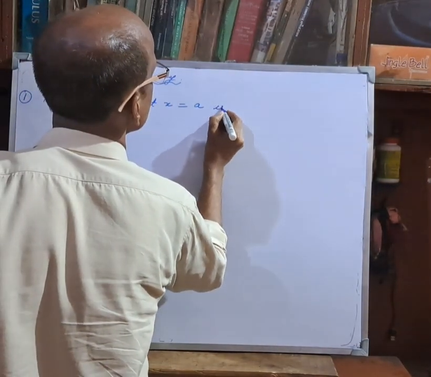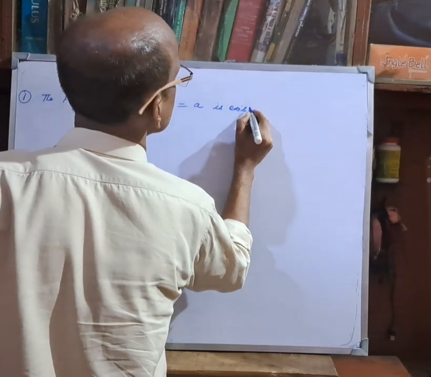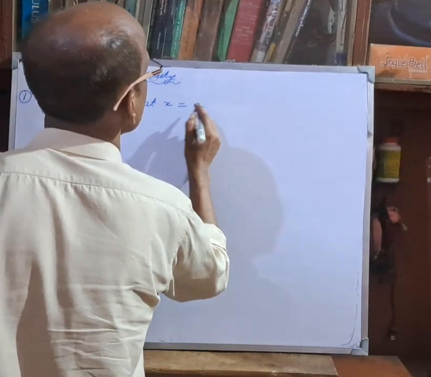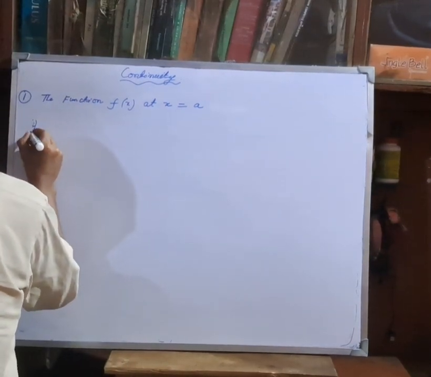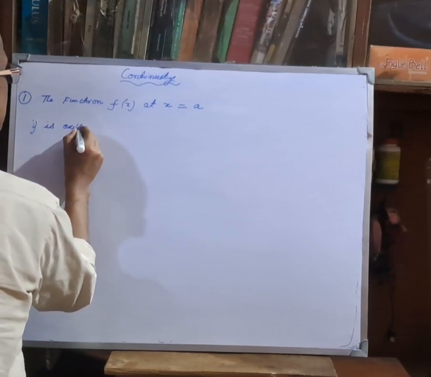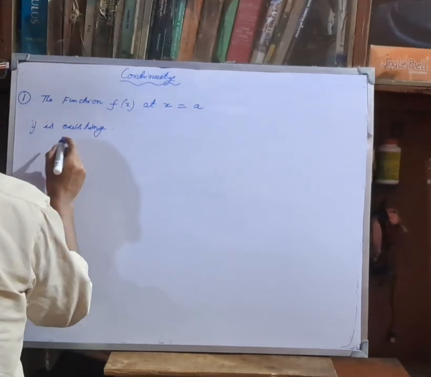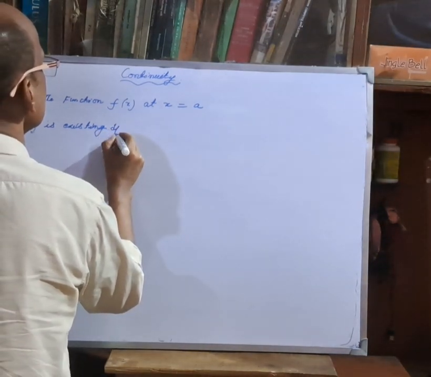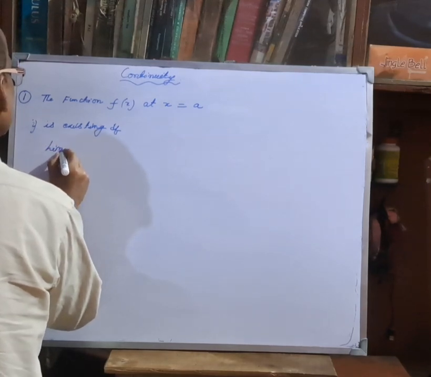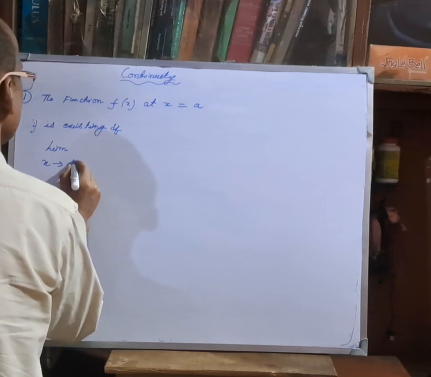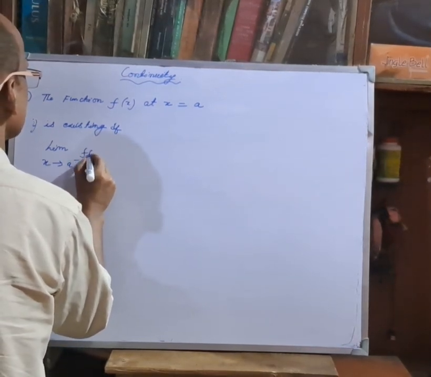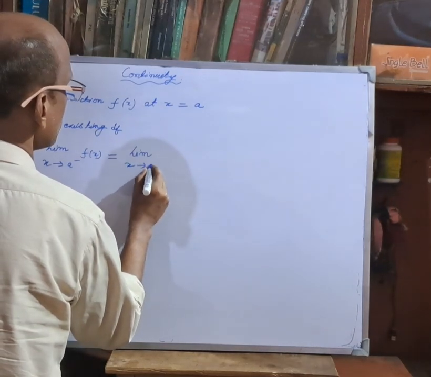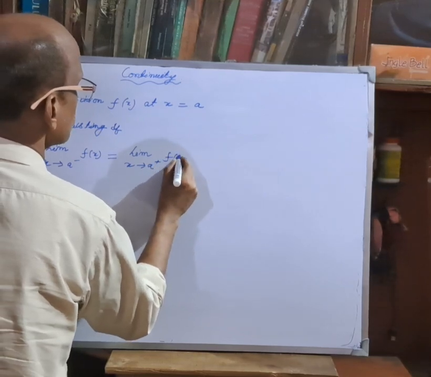f(x) at a, number 1, is existing if limit x tends to a minus f(x) is equal to limit x tends to a plus f(x). Clear?